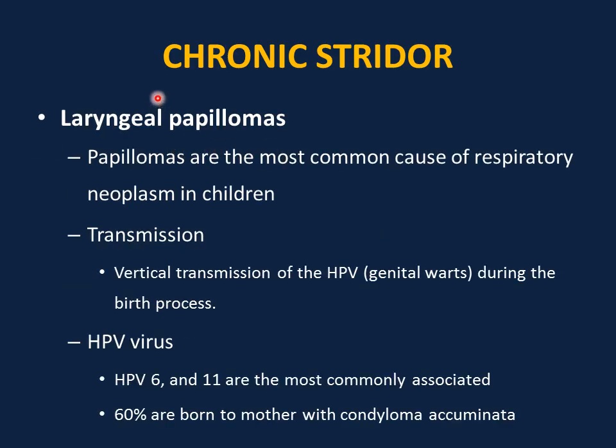Laryngeal papilloma is another cause of chronic stridor. Papillomas are the most common cause of respiratory neoplasm in children. Transmission is vertical, during birth from the birth canal. HPV types 6 and 11 are the most commonly associated viruses. 60% are born to mothers with genital warts or condyloma acuminata.